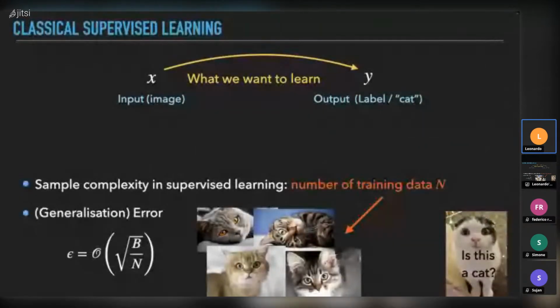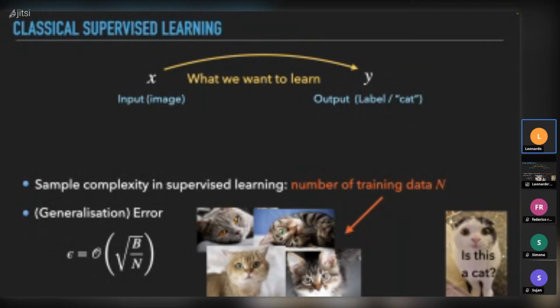So this is the setting. We are now focusing on classical supervised learning. What you want to do is learn a mapping from some input space, like images, to some output space, which is the one of labels. And we do that using some examples. In the standard supervised learning approach, you consider a number of training data. For me, n over here is always going to be the number of training data. And training data, for instance, here are just images of cats.